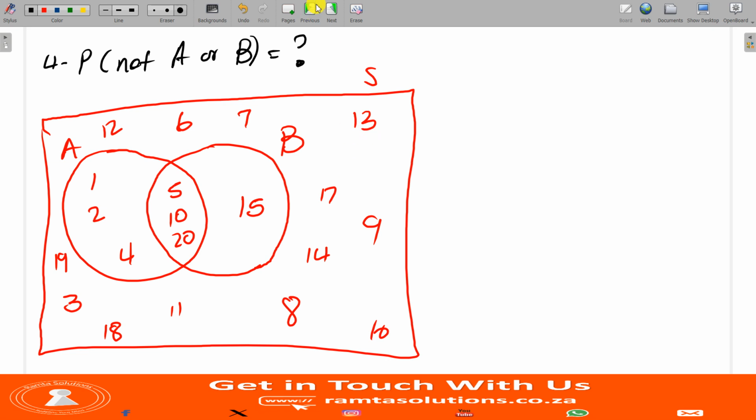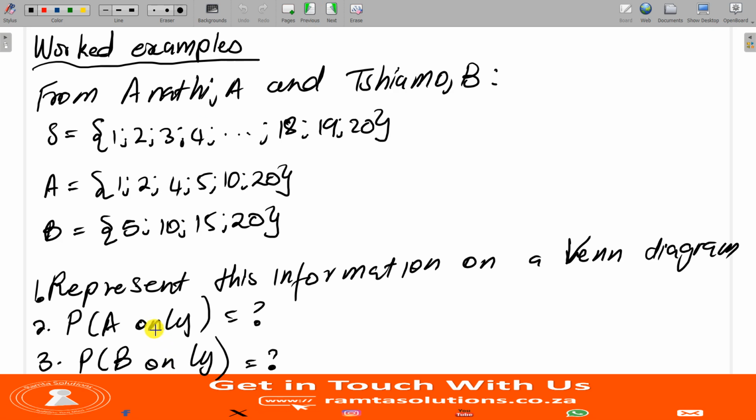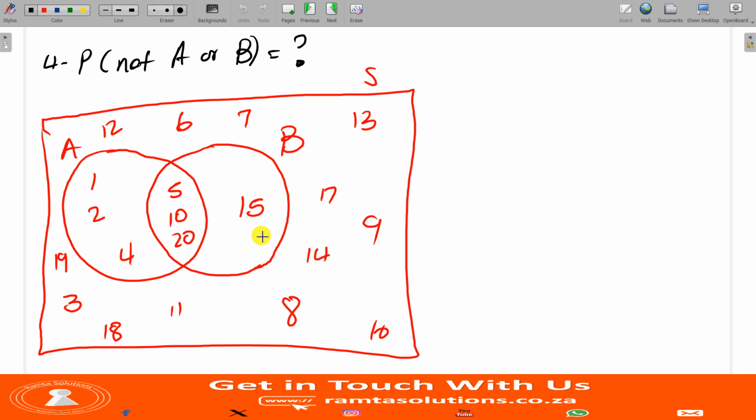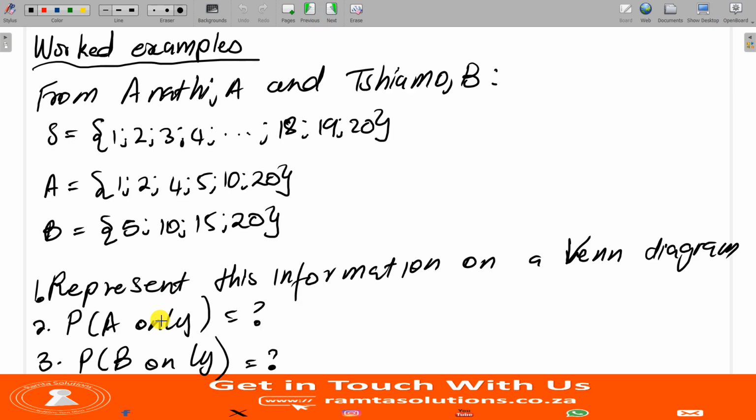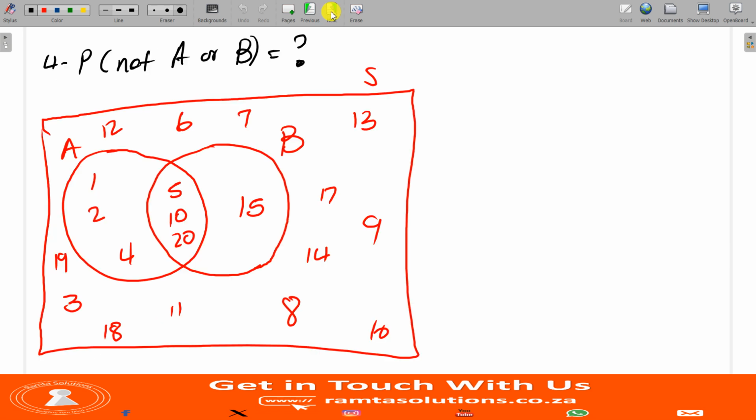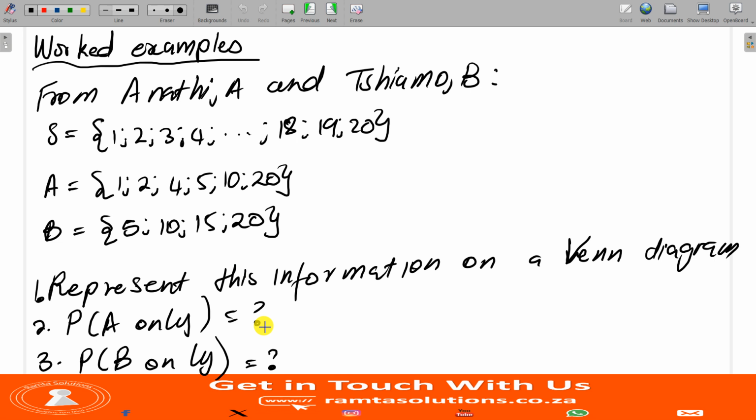So, now let's answer the question. Represent this information on a Venn diagram. We are done. Now we have our marks. Perhaps 4 marks. Ooh, nice. Now, what is P only? So P only is equal to, remember, now you use the formula, N of A only over sample space. What is it?